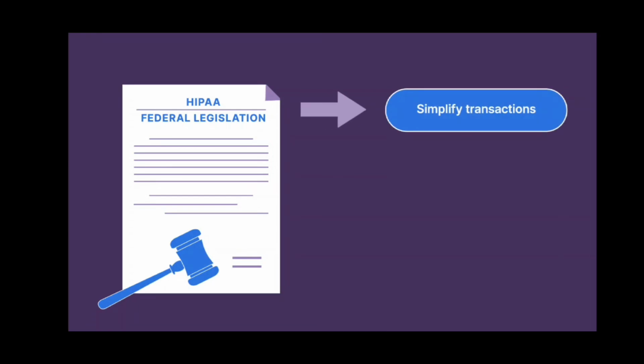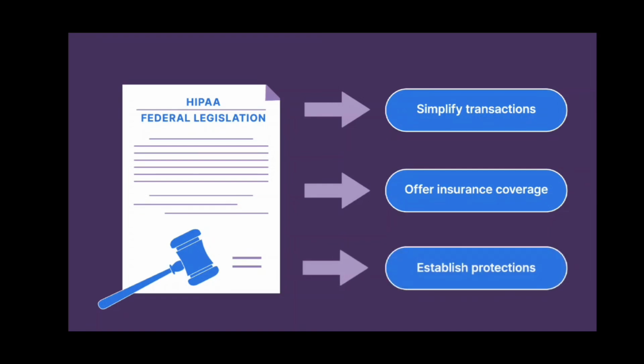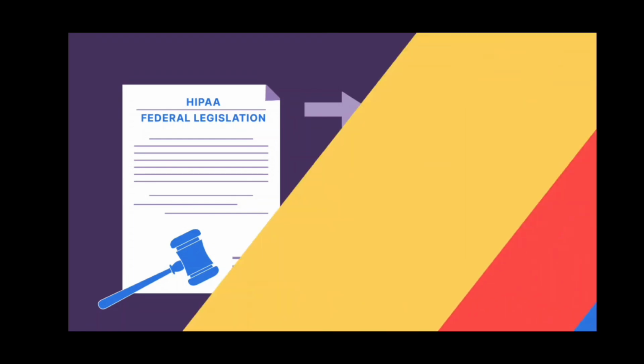HIPAA is federal legislation that aims to simplify healthcare transactions, offer insurance coverage to workers transitioning between jobs, and, most important for our discussion, it establishes protections for individuals' health information. While there are a number of rules within HIPAA, it is helpful to remember many of them center on maintaining patient privacy and patient control over their medical information.